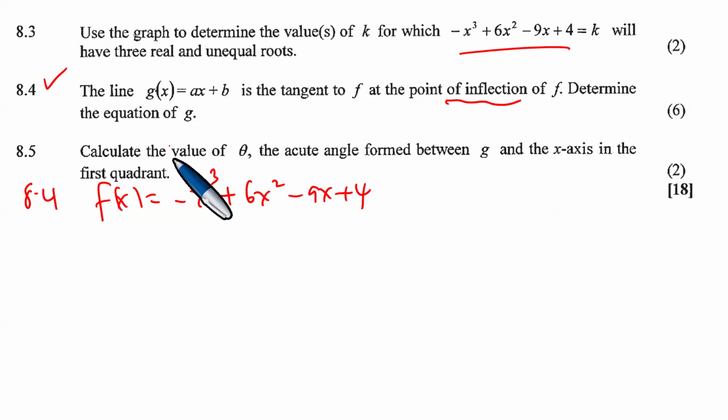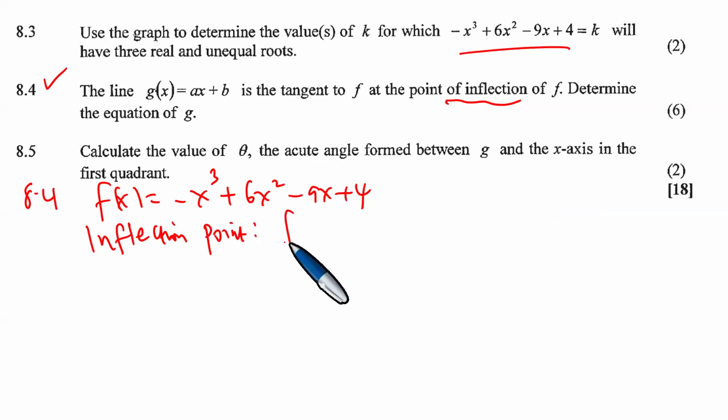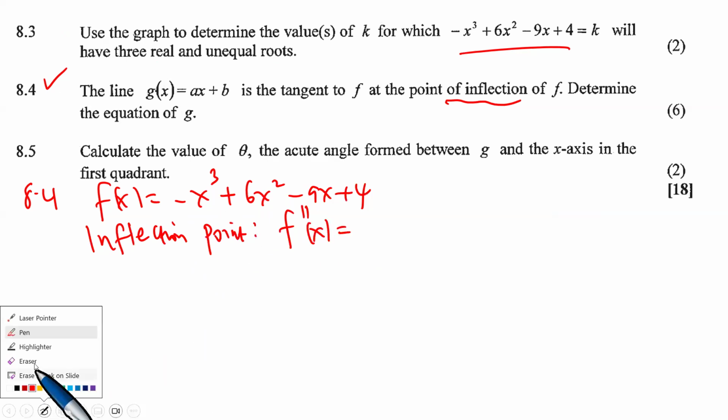Now, look. The line g of x equals ax plus b is a tangent to f at the point of inflection of f. Determine the equation of g. If this line is a tangent at the point of inflection, we must find the point of inflection. So we're interested in the inflection point. To find it, we find the second derivative. But first we must find the first derivative, step by step.